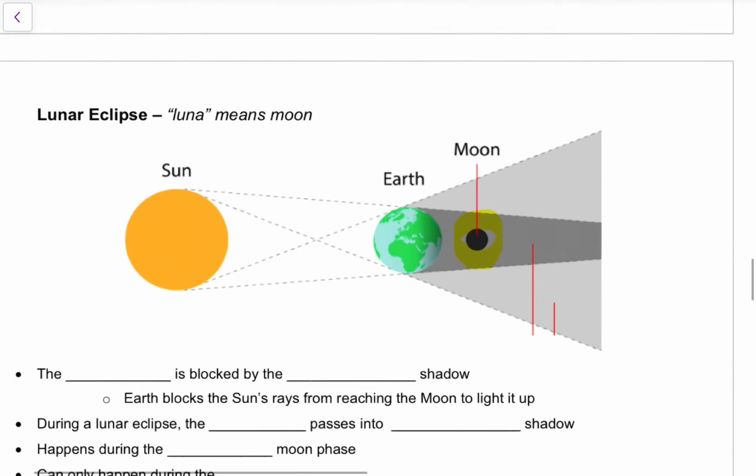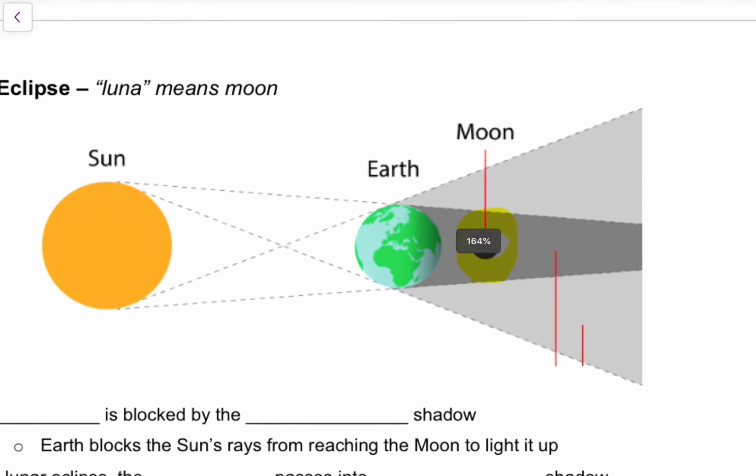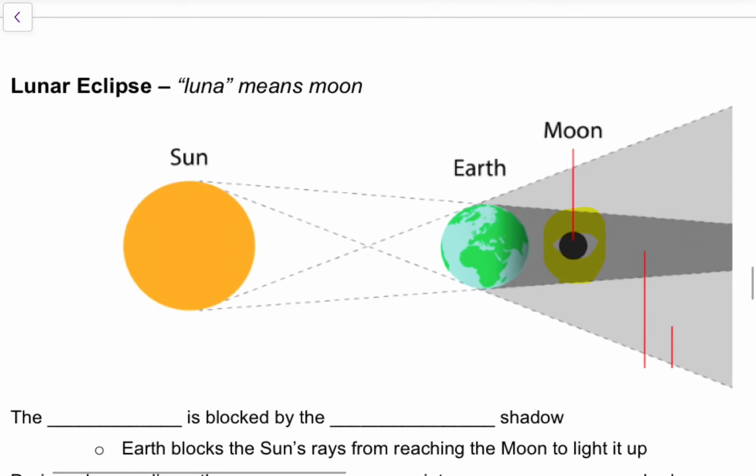So let's go ahead and compare that with a lunar eclipse. If you look at a picture for lunar eclipse, you can see in the picture here that the order is a little different. In a lunar eclipse, we have the sun, the earth, and then the moon. And so in a lunar eclipse, the earth passes in between the sun and the moon.